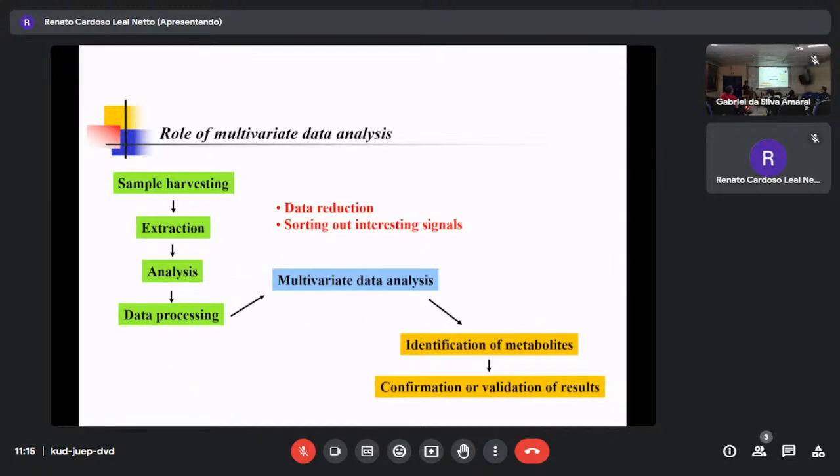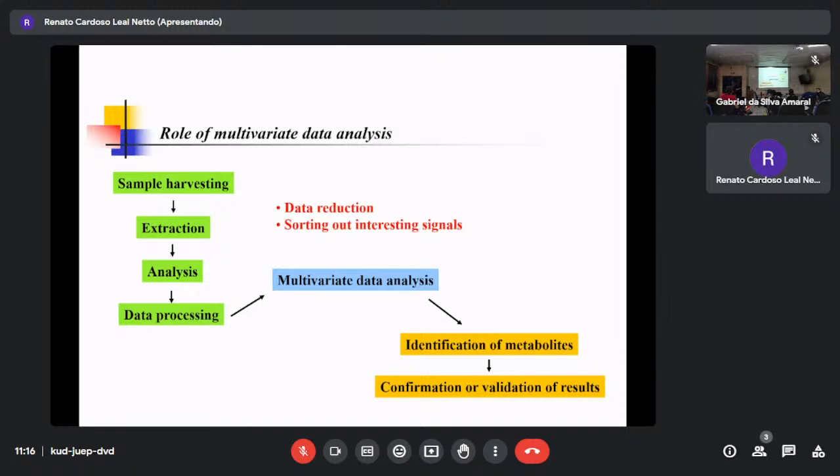So, the role of multivariate data analysis is central: harvesting, extraction, analysis, data processing. You chopped it. After that, multivariate data analysis. Now it is in between. Because if you have an automatic AI or robot to identify all metabolites, it's okay. You don't need multivariate data analysis. But in this case, no.